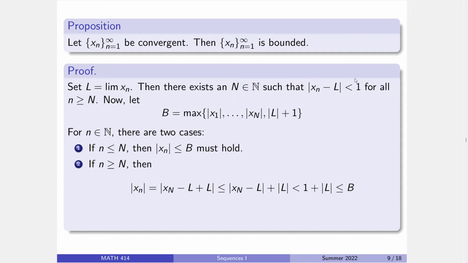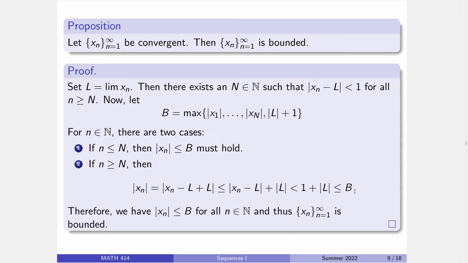Now, if n is greater than capital N, then if I look at the absolute value of x sub n, now we sneak in plus 0 once more. We invoke the triangle inequality. This quantity right here is guaranteed to be less than 1 because n is bigger than N. And hey, we've got 1 plus the absolute value of L, which B is chosen to be the biggest thing out of all of these, so it's definitely less than or equal to B. So there we go. X sub n's absolute value was always less than or equal to some value B, and there you go. We've got a bounded sequence.